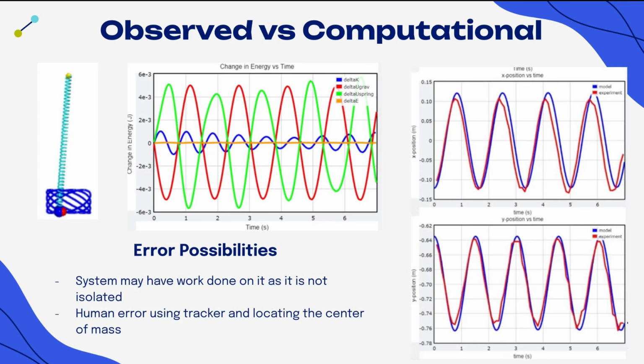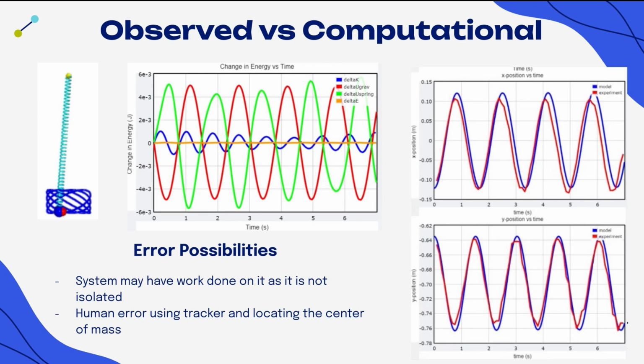Once all the code was updated, I was able to make a projection of the observed versus computational models. So as seen all the way to the right, the position versus time graph of the model is going to be the blue, and then the experimental data that I found is in the red. So obviously you see that they're very, very similar. However, there is some differentiation, and this could come from possible error.